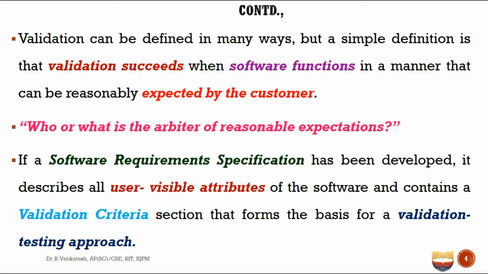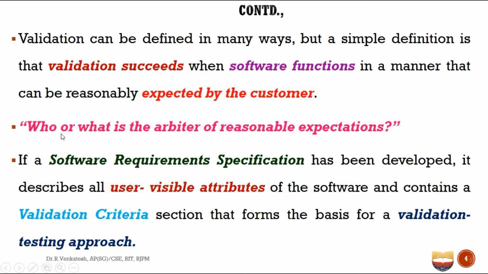The validation testing is defined in many ways, but the simple definition is: validation succeeds when the software functions in a manner that can be reasonably expected by the customer. This means validation testing is successfully completed whenever the user expectation is satisfied. So that is the validation success. The validation must check all software functions, and the expectations defined by the customer must be satisfied.